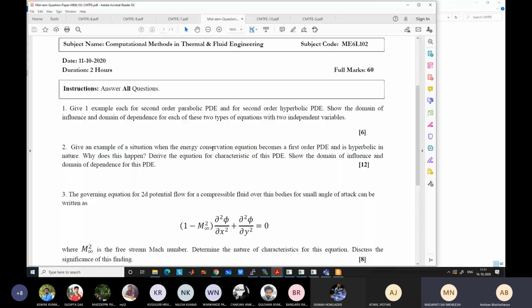What is an example of a situation where the energy conservation equation becomes a first order PDE and is hyperbolic in nature? When the diffusion term is negligible, the diffusion term goes to zero. Yes, when the diffusion term goes to zero. That we have discussed. I think it is here.